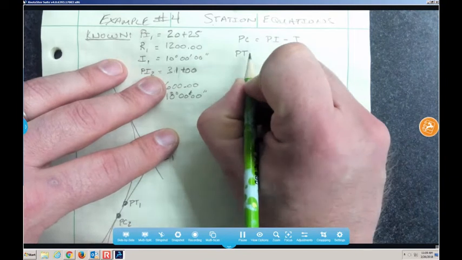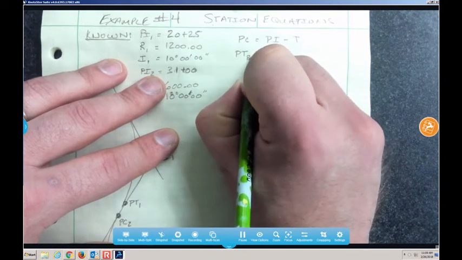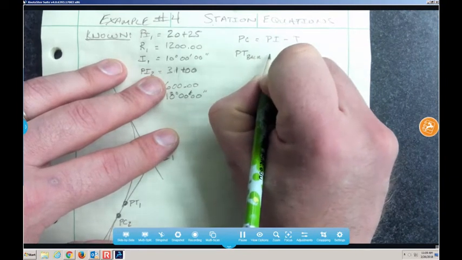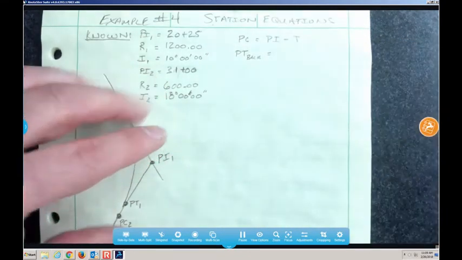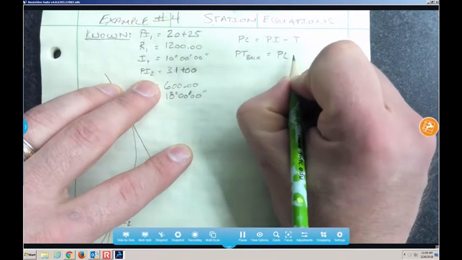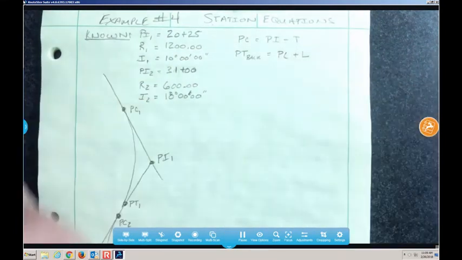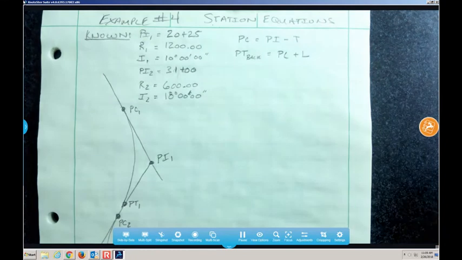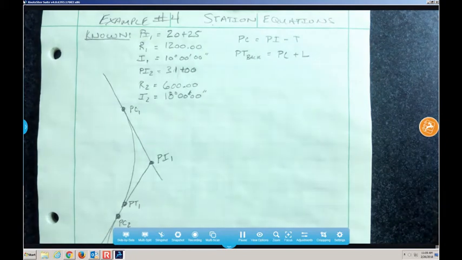Then our PT back, okay, this is a new concept. PT back is the PC plus L. So that's basically how we figured out we were going to find the PT to begin with. But when we do station equations, we need to have a PT back and a PT ahead. They're going to be 2 different things. Okay? So the PT back is the PC plus L, the length of the curve.